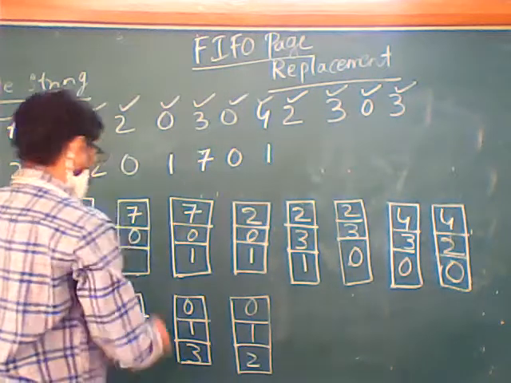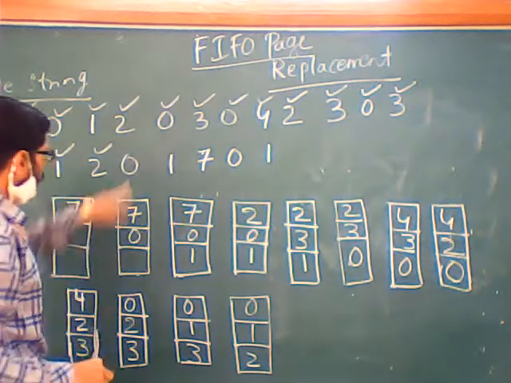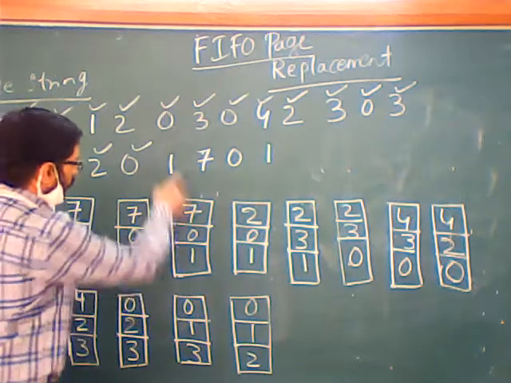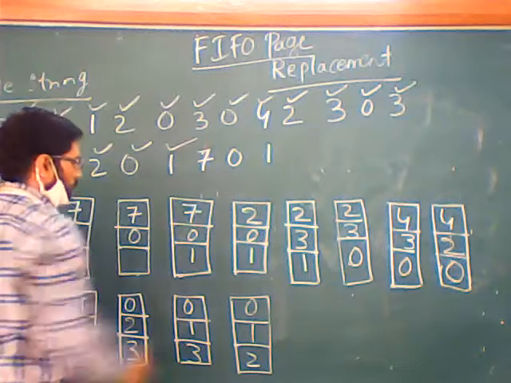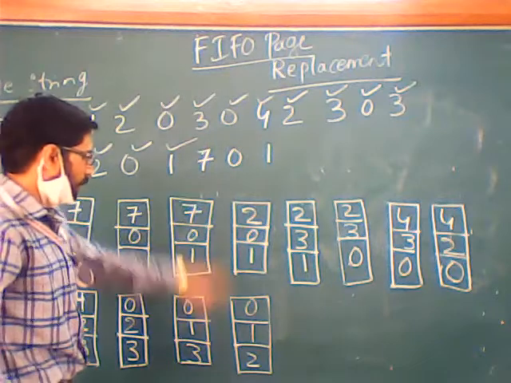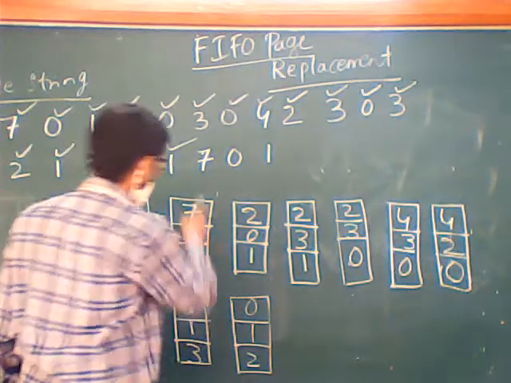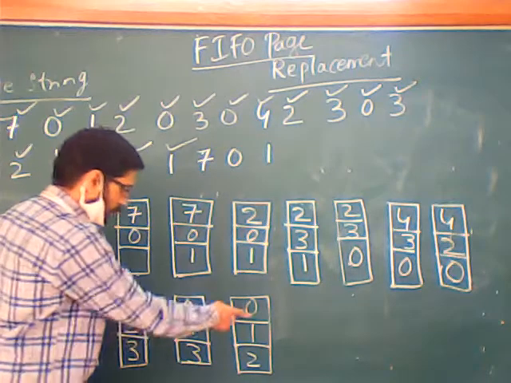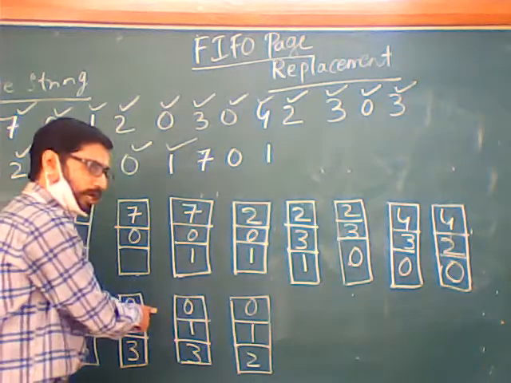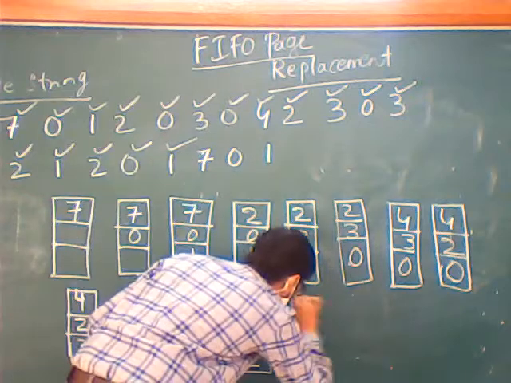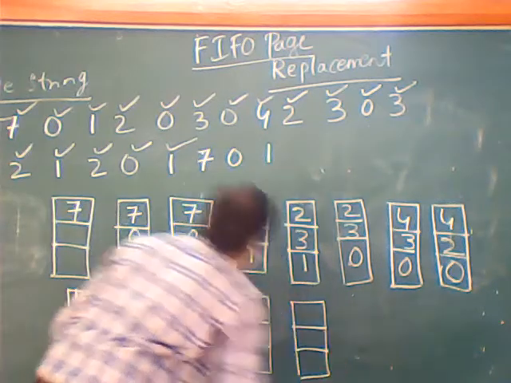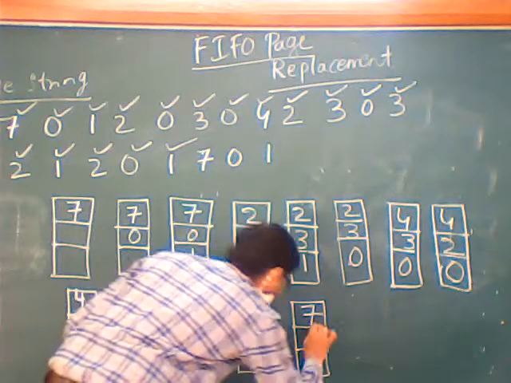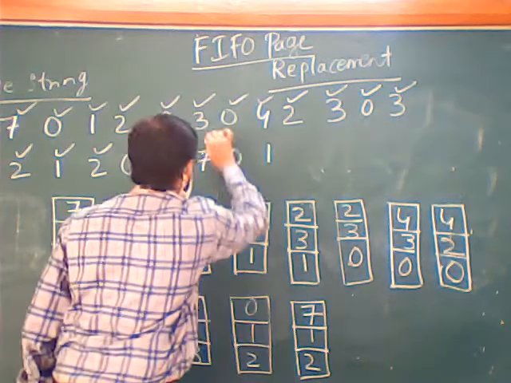Next, we are done with 2. We need to refer 0. 0 is already present, no page fault. 1 is already present, no page fault. Next 7. 7 is not there, so we need to replace. With which do you have to replace? 0, 1, 2, first in first out, which are first? 0 is first, so replace with 0. So in place of 0 you put 7, 1 will be as it is, 2 will be as it is, so we are done with 7.